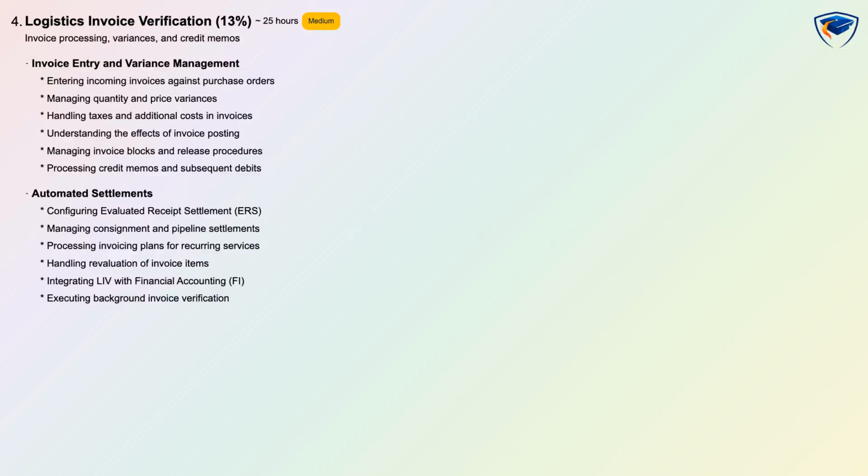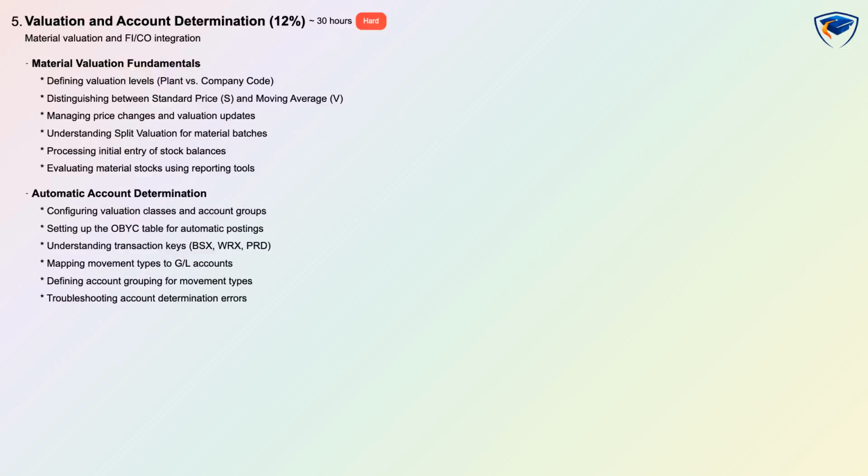Logistics invoice verification is 13% and emphasizes invoice processing, variances, and credit memos. It is medium difficulty with 25 hours of study and a mix of hands-on and conceptual assessment. Study entering invoices against purchase orders, handling quantity and price variances, taxes and additional costs, invoice blocks and release procedures, credit memos, and automated settlement scenarios such as ERS, consignment and pipeline settlements, invoicing plans, revaluation, and integration with financial accounting.